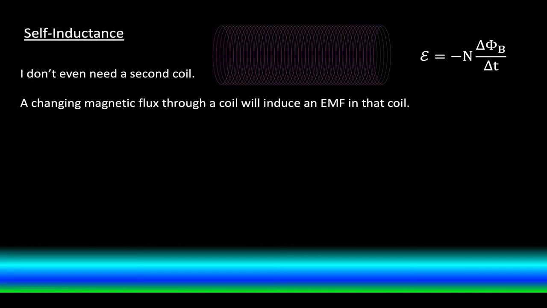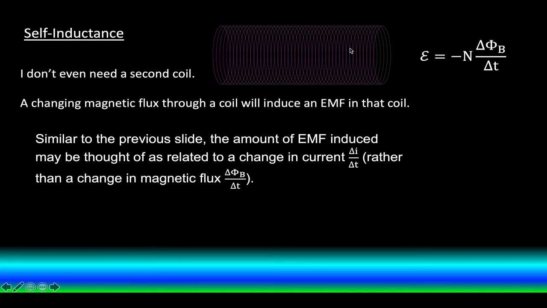Now, I don't even need a second coil on the right, because if I have a changing magnetic flux through this coil, there will be an induced EMF in this same coil. And this induced EMF will imply the existence of an induced current. So similar to the previous slide, I could think about the induced EMF in the coil as due to a changing magnetic flux through the coil, or I could think about the induced voltage, the induced EMF through this coil, is due to the rate of change of the current in this coil.